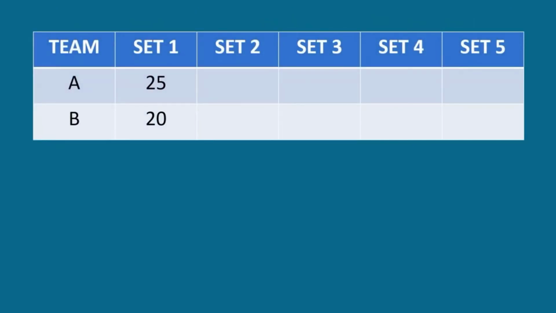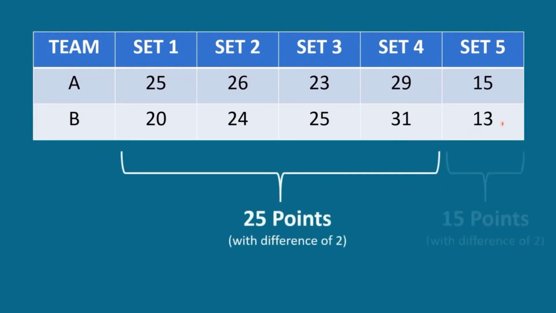Here's a score. Let's say Team A and Team B have 5 sets. The first 4 sets are won by whoever wins 25 points with a difference of 2. But the last set is whoever wins 15 points with a difference of 2. So out of these 5 sets, you need to win 3 sets. The first 4 sets are 25 points. The last set is just 15 points, but you need to have a difference of 2.